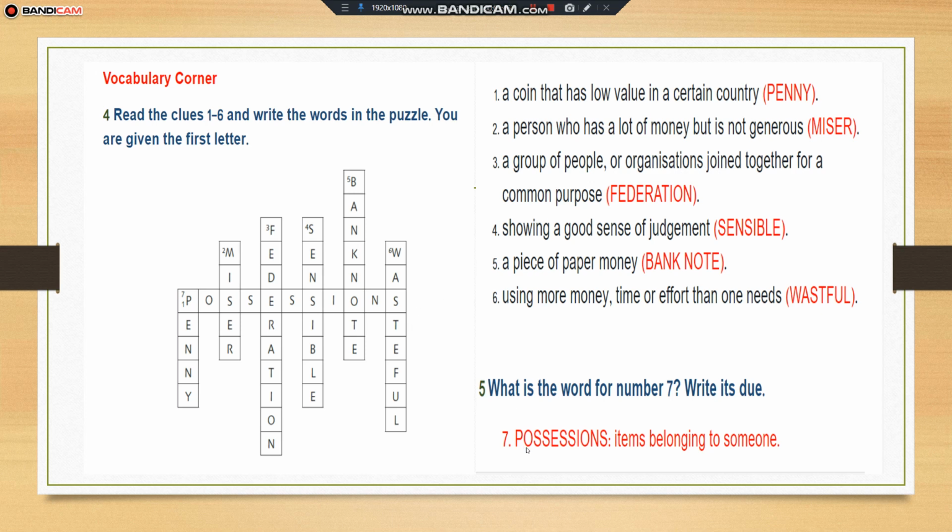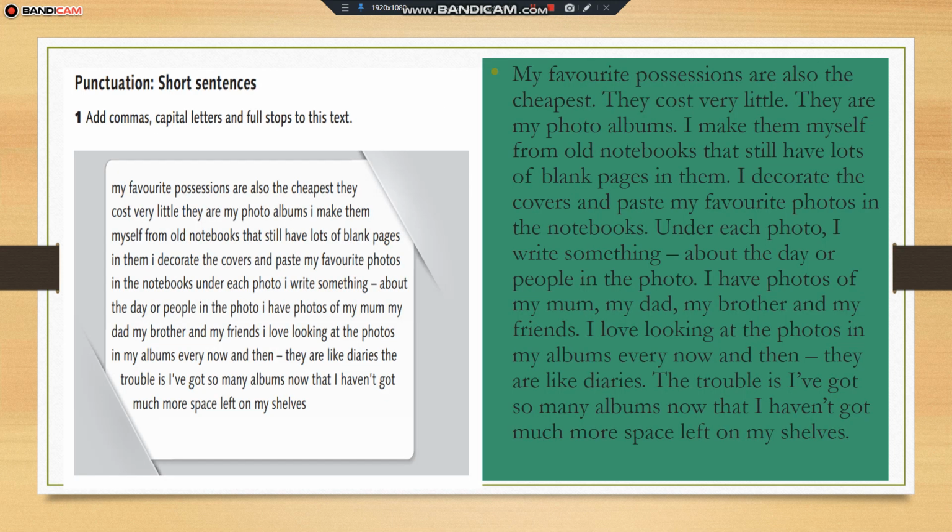Okay، مثلا possessions items belonging to someone. انتبهوا لها يا شباب، فممكن يحكوا لك what do possessions mean. بدك تحكي items belonging to someone. okay، مثلا banknote a piece of paper money. Wasteful using more money, time or effort than one needs. You have to memorize يا شباب. You have to memorize. okay, now يا شباب go to page 43.